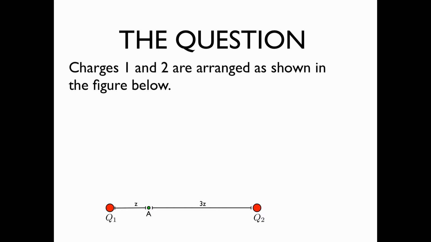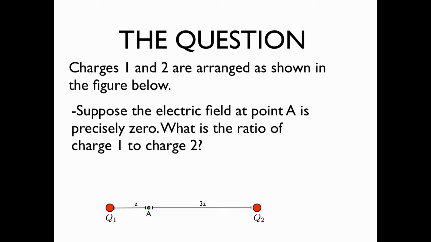Charges 1 and 2 are arranged as shown in the figure below. Now suppose the electric field at point A is precisely 0. We'd like to know what is the ratio of charge 1 to charge 2. Here Z is an unspecified unit of length.